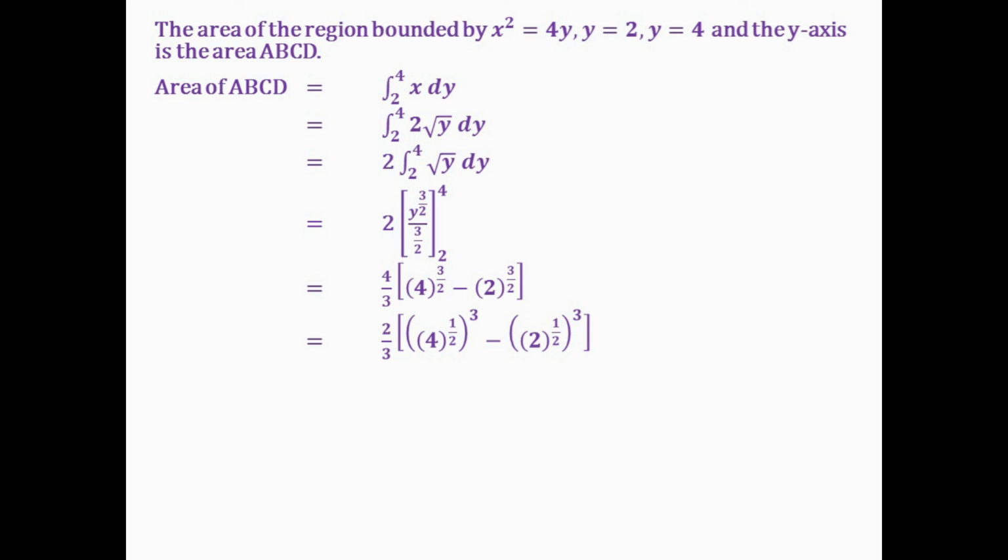What is 4 to the power half? It is square root of 4. Square root of 4 is 2. Then 2 to the power half, it is just square root of 2 only. So it is 2 cube minus square root 2 the whole cube. Now 2 cube is 2 into 2 into 2, it is 8. Root 2 the whole cube is root 2 into root 2 into root 2, 2 root 2. After this multiply. 4 8s are 32 minus 4 into 2 root 2 is 8 root 2 by 3 units. This is the answer.